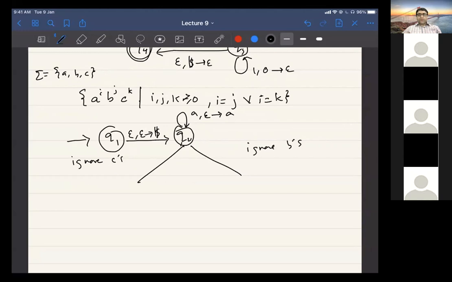When we ignore B's in the branch, the number of A's must be equal to the number of C's. In this case, we take an empty transition, without reading anything, without caring about what is on the stack, and without doing anything on the stack, go to state Q3, for example. In this state, start reading B's. For every B that you read, don't worry what is on the stack and don't do anything with the stack. Then you can take an empty transition without worrying about the top of the stack and without changing anything on the stack, go to state Q4.